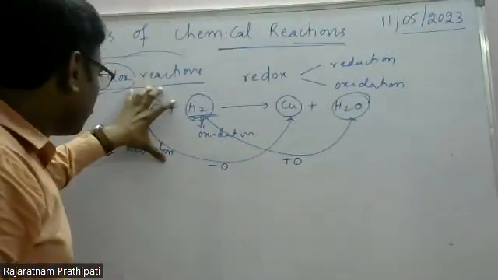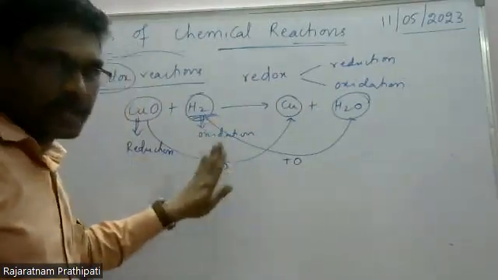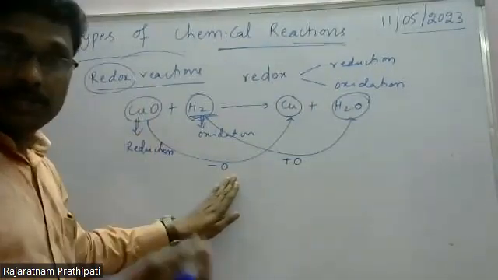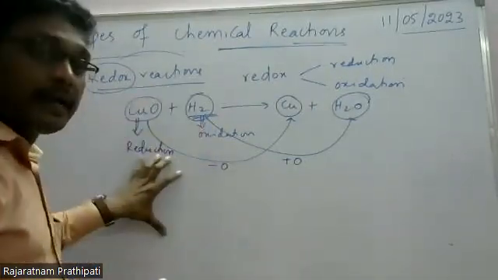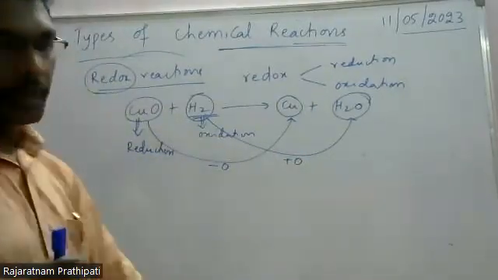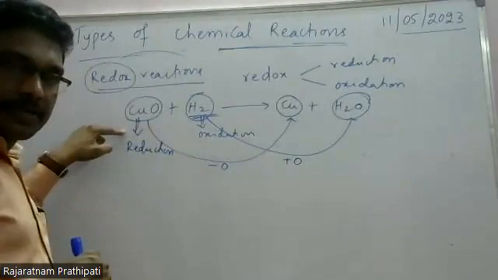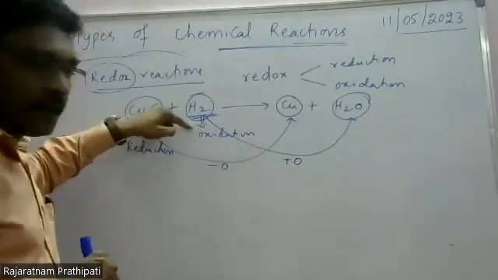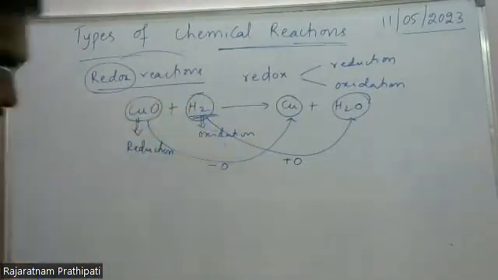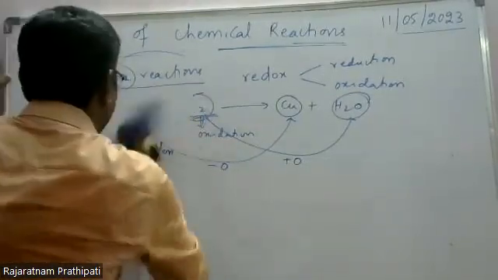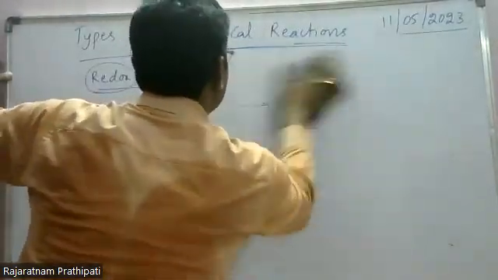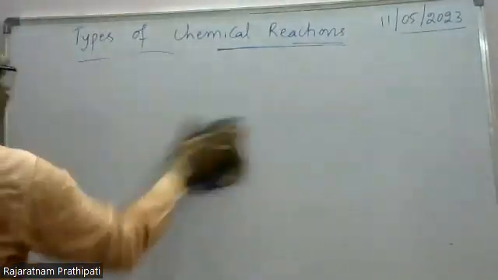From the reaction with respect to oxygen, hydrogen, electrons, or oxidation state, we can understand whether the substance undergoes oxidation or reduction. Here, removal of oxygen is nothing but reduction. Addition of oxygen is nothing but oxidation. In order to understand the increase or decrease in oxidation state, there is a set of rules.